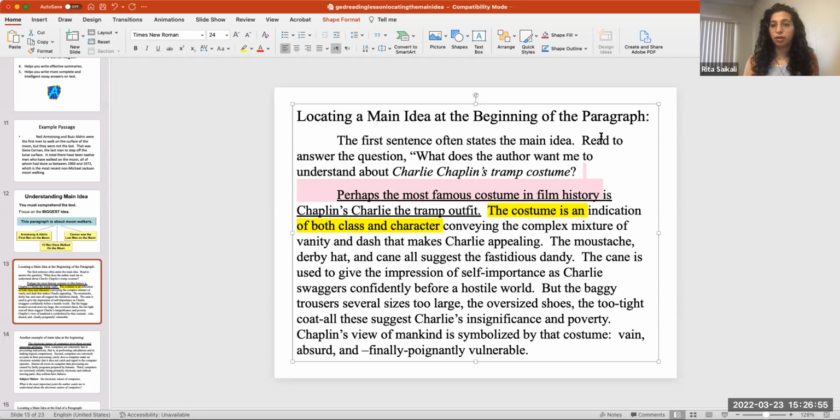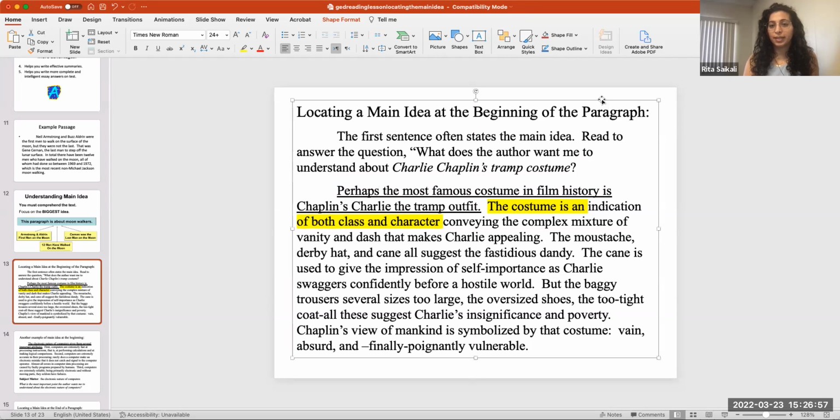All right. So if we continue, we can see that it says the mustache. Everyone knows what a mustache is? Good. So the costume has a mustache. Derby hat. Do we know what a derby hat is? Maybe not, but we do know what a hat is, right? So now we have a mustache, we have a hat, and cane all suggest the fastidious dandy, right? So we know that the costume has a mustache, it has a hat, and it has a cane.